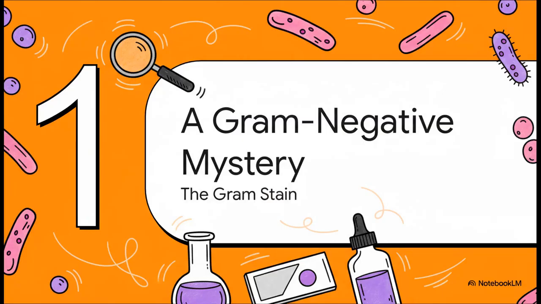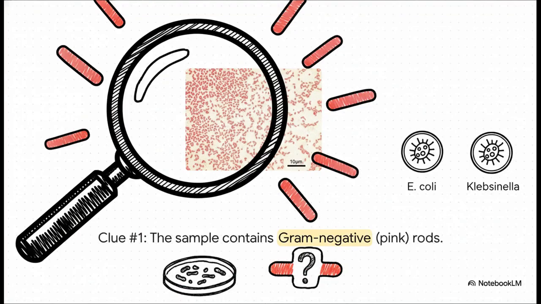Every good investigation starts by looking at the initial evidence. And for us, that means we're kicking things off with the most fundamental test in all of microbiology, the gram stain. And here it is. Under the microscope, we see these really distinct pink rod-shaped bacteria. So that confirms they're gram-negative. It's a fantastic first clue.